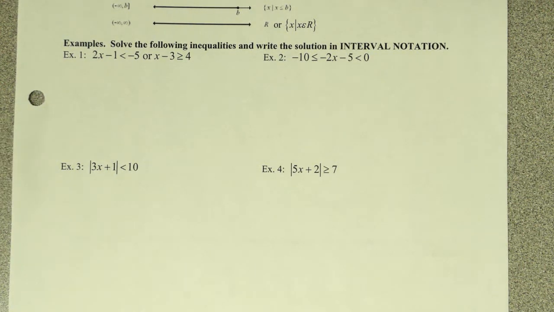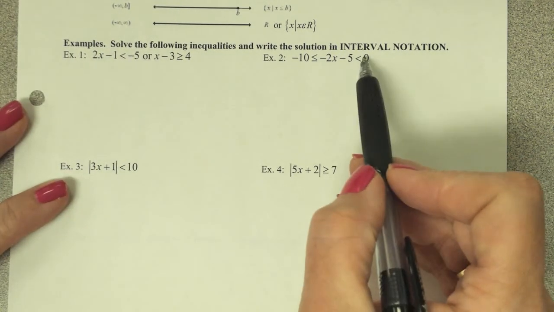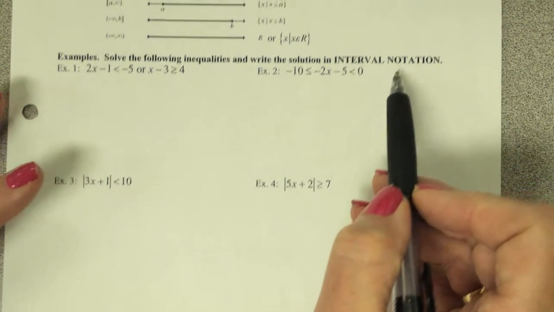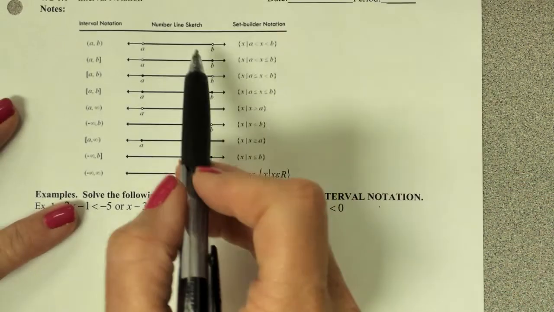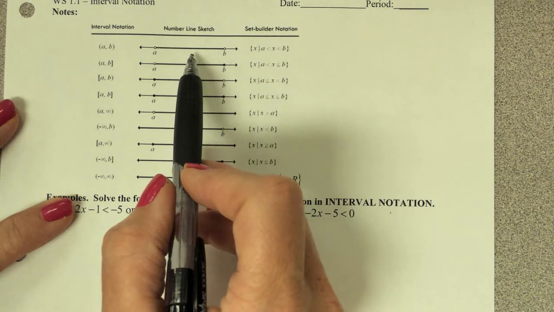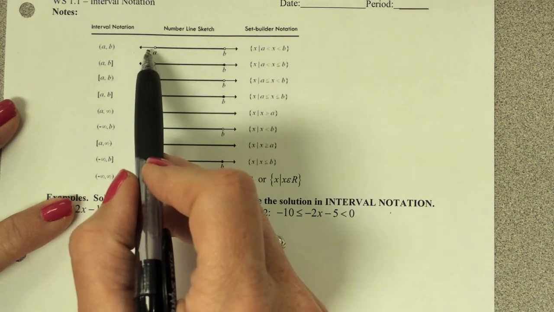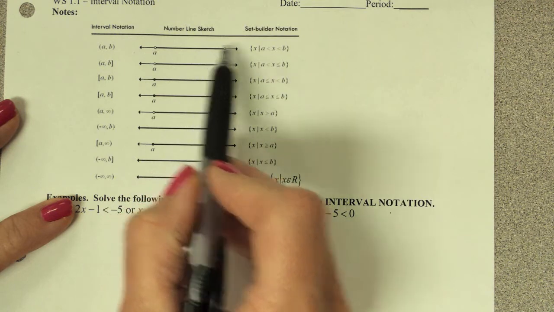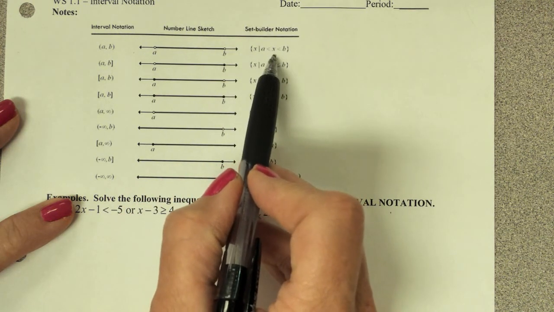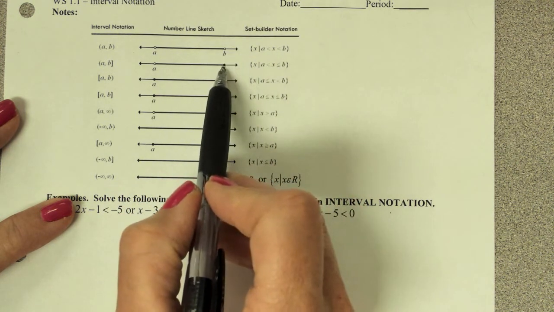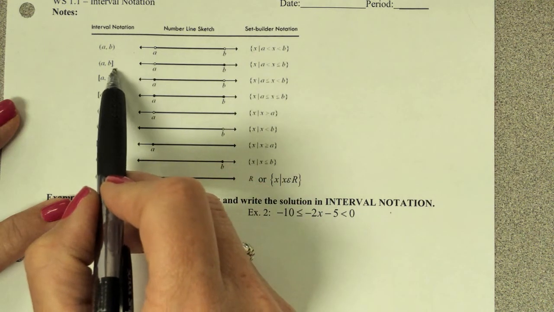Right, so as I said, today we're going to be solving inequalities, and we're going to be rewriting them in this form that's called interval notation. Up here it shows us what interval notation would look like. This is saying that the solution would be all the values between A and B, but not including A and B. If I want to include B, look at what I have to use.